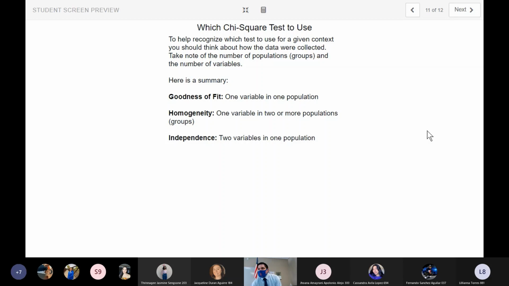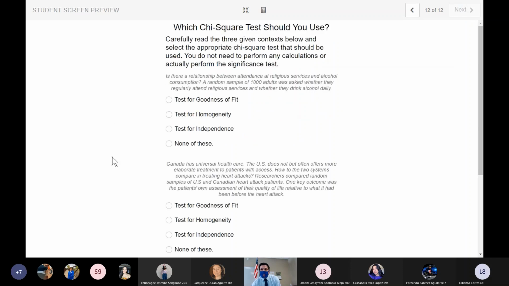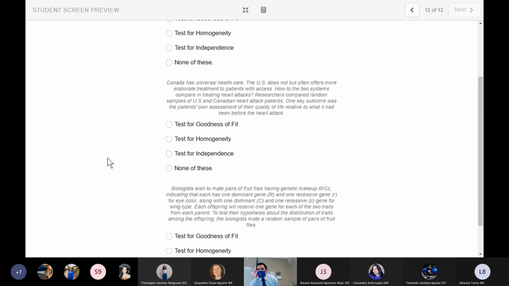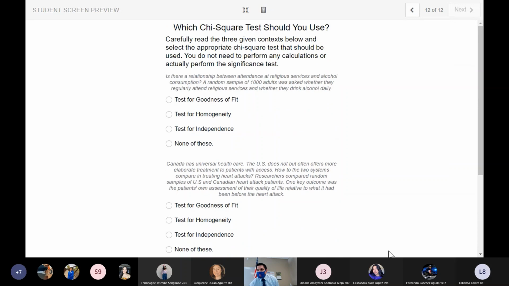So the last thing here is a few multiple choice questions. There are 3 of them, the 3 different contexts here. Carefully read the 3 given contexts below and select the appropriate chi-square tests that should be used. You do not need to perform any calculations or actually perform the significance test. Just choose the right one. Let's take a few minutes here and choose the appropriate test.